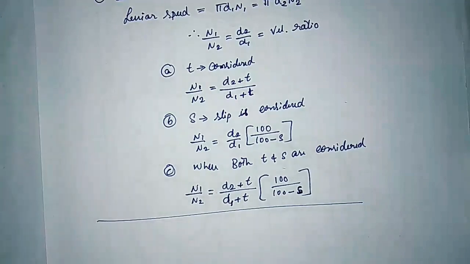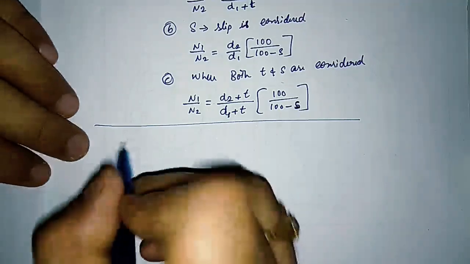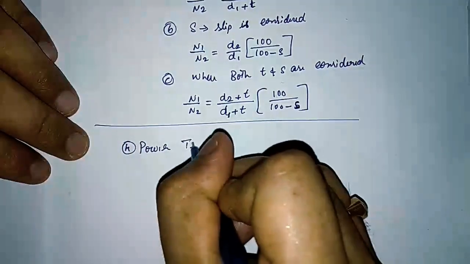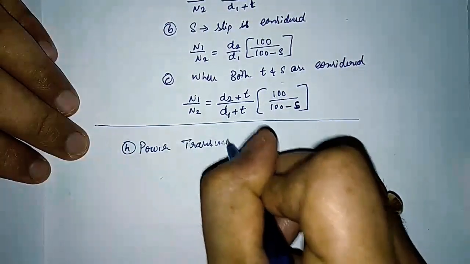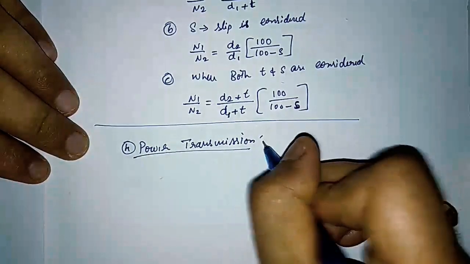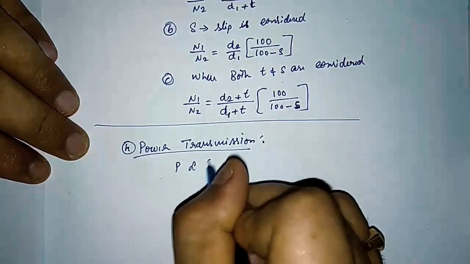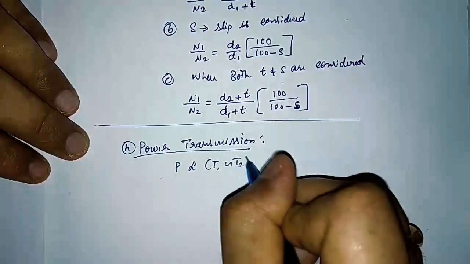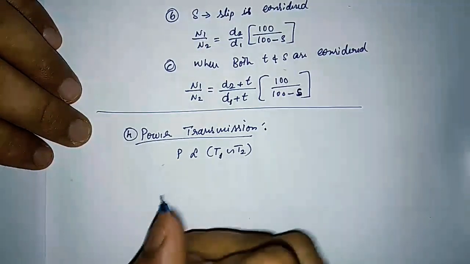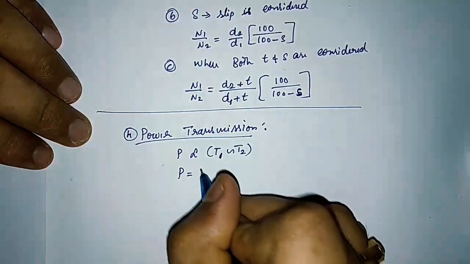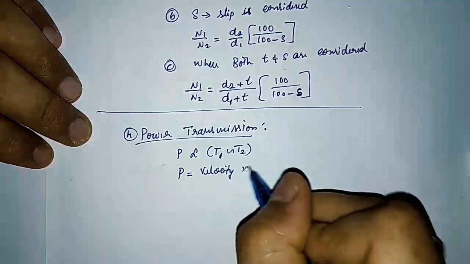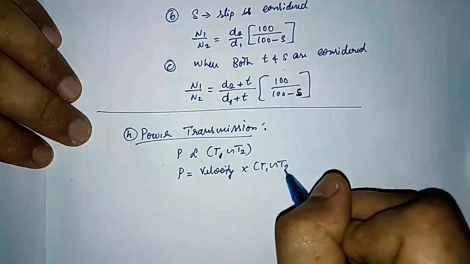Now let us discuss power transmission. It is nothing but the power transmitted from the driver pulley to the driven pulley. Since power transmitted is directly proportional to the tension in the tight side and slack side, we can write the equation as P is directly proportional to T1 minus T2. Also we can write this equation as P is equal to velocity into T1 minus T2.